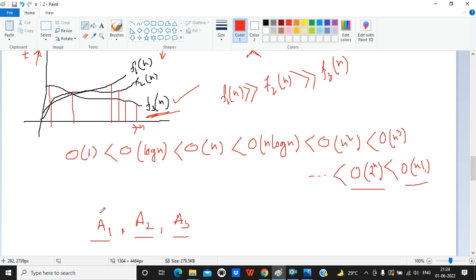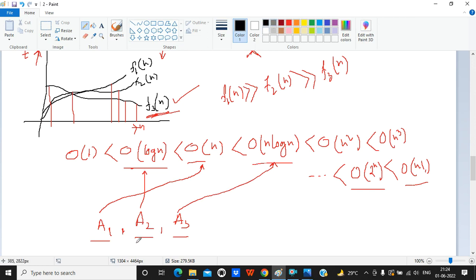A company is claiming that my algorithm's rate of growth, or time, is this one, and another company is saying mine is this one. Then which one will you take?